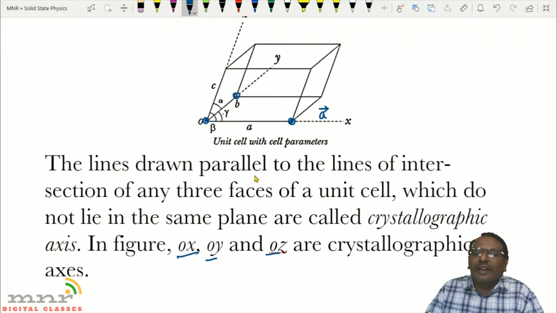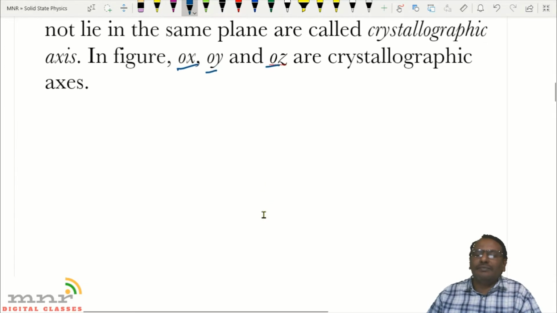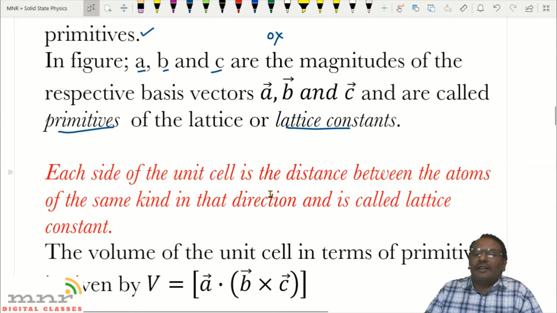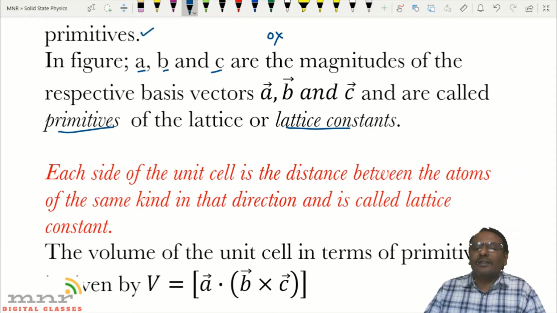Similarly, if I take an atom in this particular direction, the distance between the successive atoms is equal to b. Similarly, along the lattice points we get c, the distance between the atoms in the Z direction. These three constants are called lattice constants because for a given space lattice, the values of a, b and c are constant.